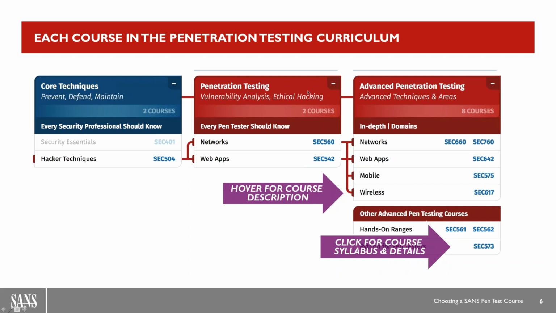So if you expand the penetration testing, vulnerability analysis, and ethical hacking section, you see you've got SANS Security 560 and SANS Security 542, network pen testing and web app pen testing. Really cool stuff. If you hover over each one of these, you'll get a description of the course. Click on it, and you get all the details of the course, everything you need to know. All right, and then if you click on the plus, over on the advanced penetration testing side, you'll see a whole bunch of other courses.